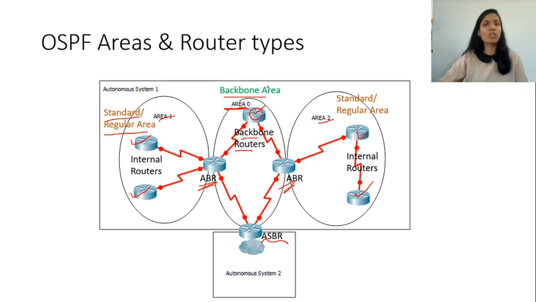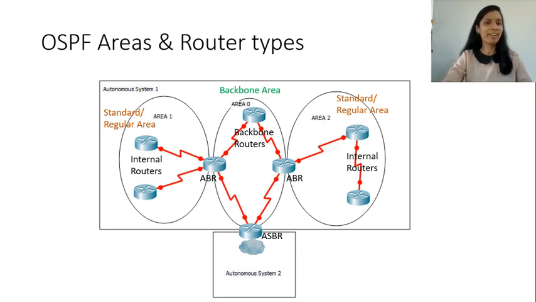The backbone area is also called the transit area because the information from the standard or regular areas would be sent to the backbone area, and the backbone area would send that information ahead to other areas. That is, area 1 will send information about routes within it, that is, the summary information, to area 0, and area 0 will forward that information to area 2, and hence area 0 is the transit area. The areas are created in such a way that you can summarize the information of routes within a single area.